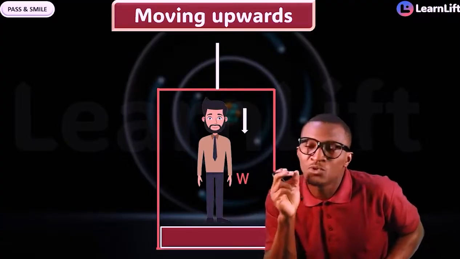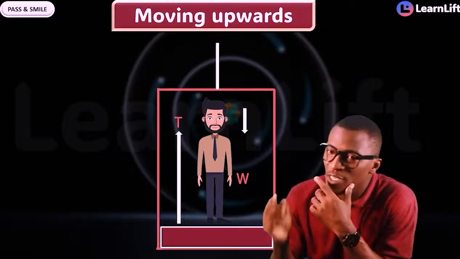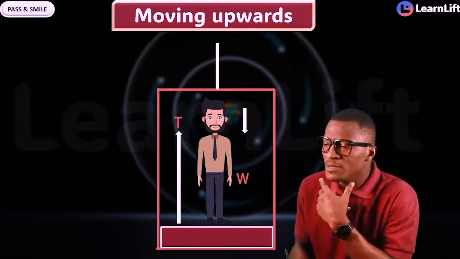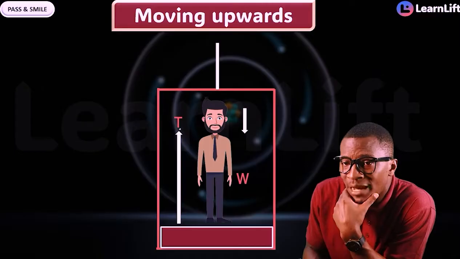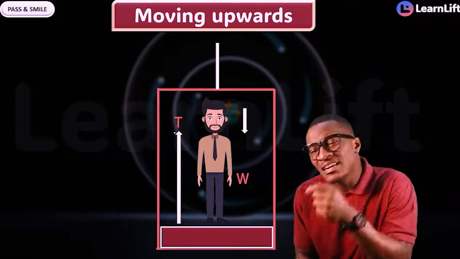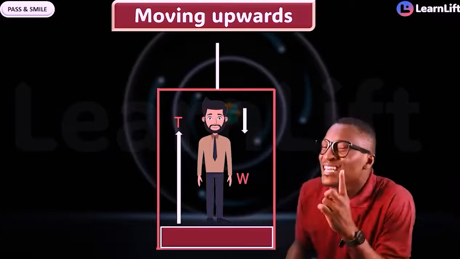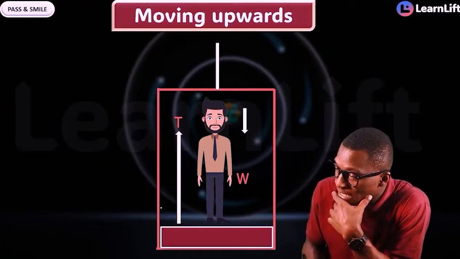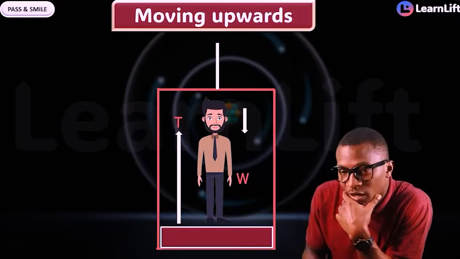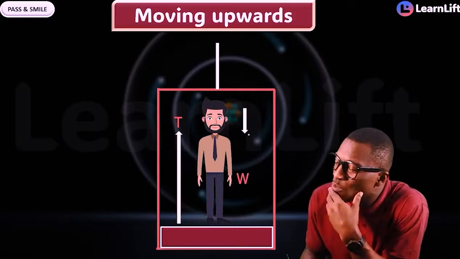And the second thing to know is the tension. Now, what can you see? If the man is moving upward, it means that the tension is greater than the weight of the man. For the man to go upward, the tension must be greater than this. You can see the arrow. This arrow tells you the tension. The tension is greater than the weight of the man.